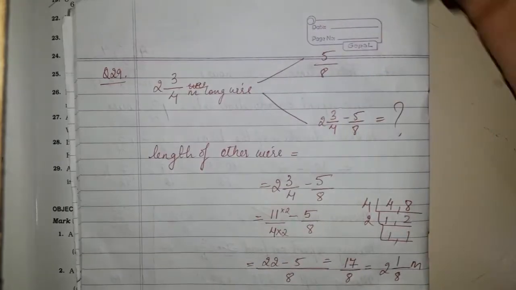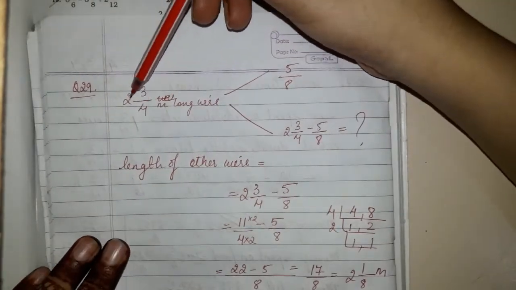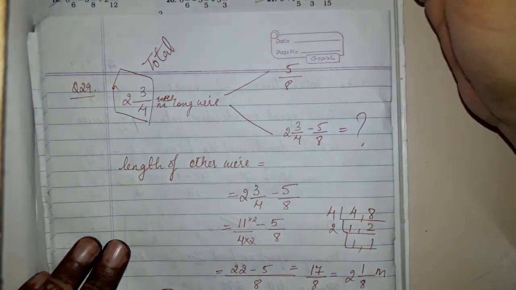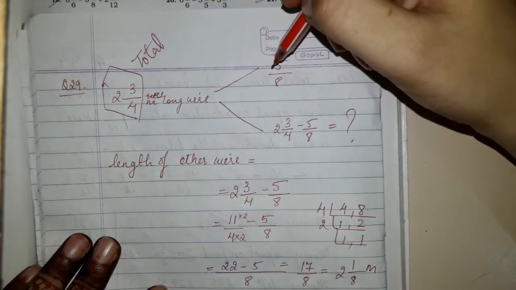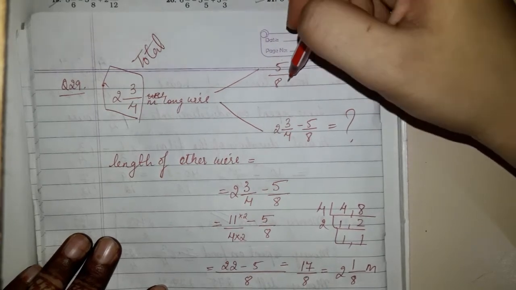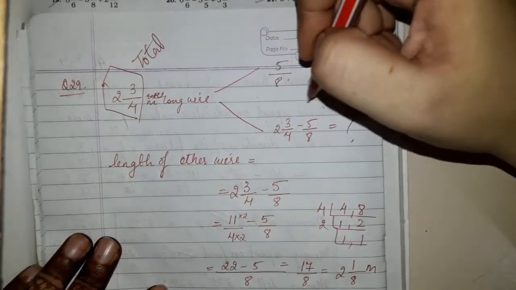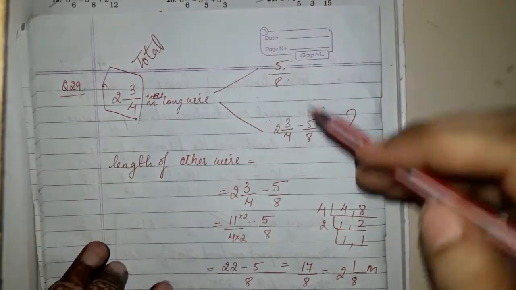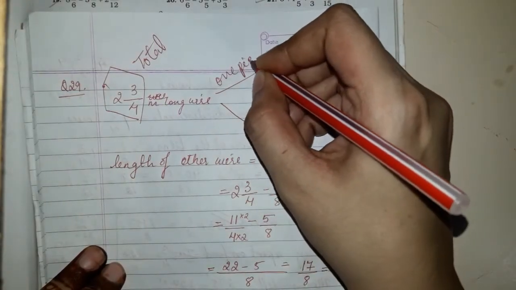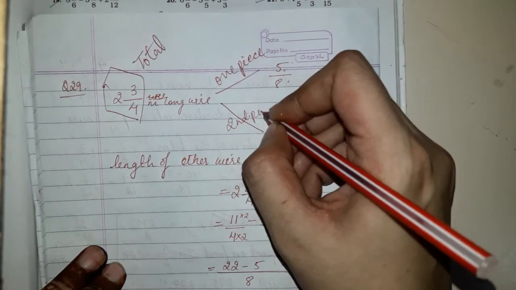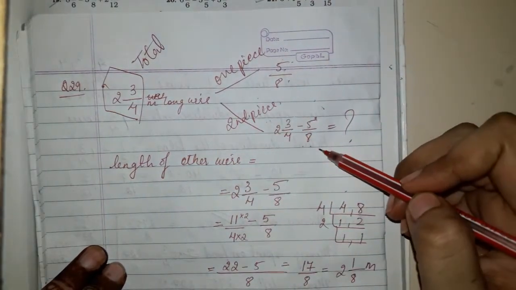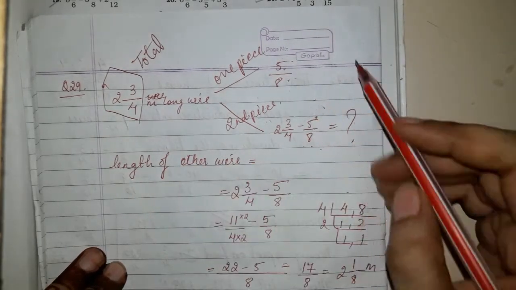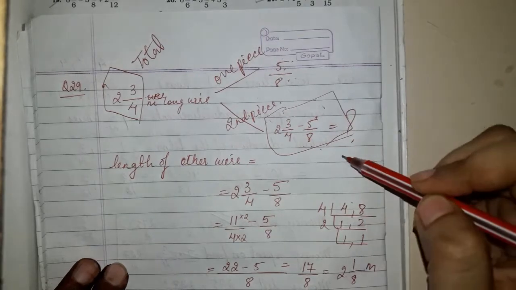So question number 29. This was the total length of the wire which broke into two pieces. One length was 5.8, the other one we have to find. So the other one can be found how? By subtracting. Yes or no? By subtracting this from the total. So I have written that only. One piece was this and the second piece was this one. How can we find the value of the second piece? When we subtract the value of the first piece from the total value. So we have to simply solve this equation and we will get the answer.